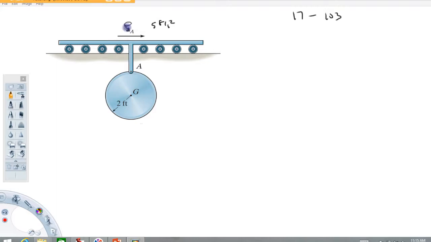Alright, so what we're looking at, we've got this object here accelerating 5 foot per second given in the problem. And what we're going to be looking for is the reactions exerted here on this object and the acceleration of this object at the instant shown.